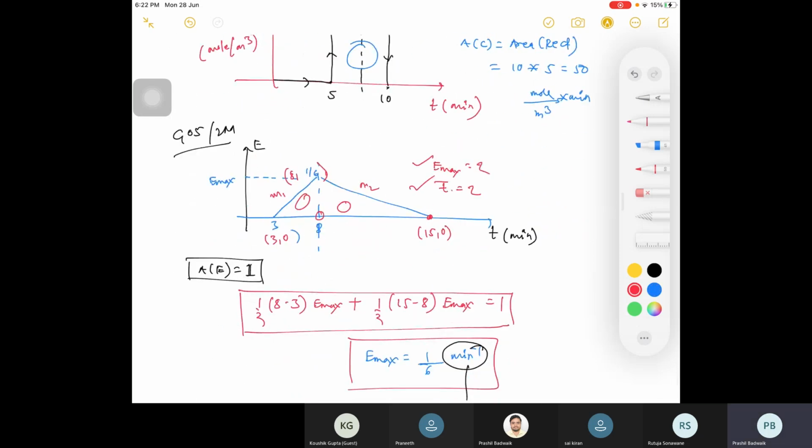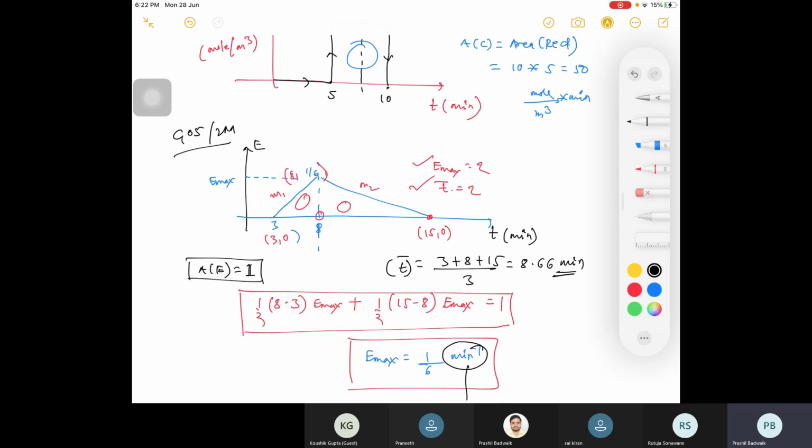Then can you please tell me what your t mean is here? 3 plus 8 plus 15 divided by 3, sir. What is that value? 8.667. Right? You are getting the same. So this was about it.